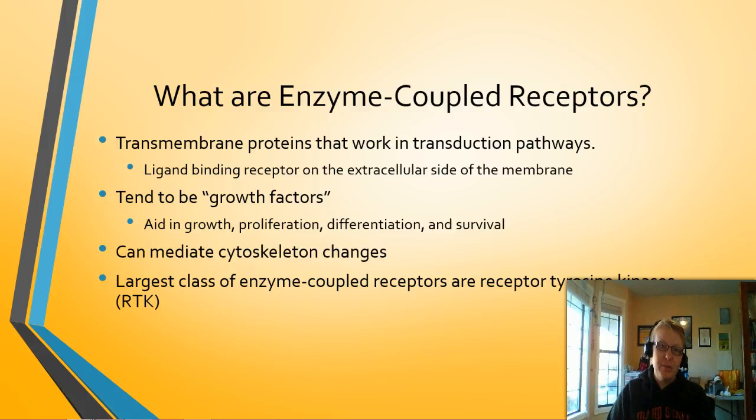Also, these enzyme-coupled receptors tend to be growth factors, so they're ones that are involved in growth, proliferation, differentiation, survival, which means that they're huge targets in cancer pathways because, as you can imagine, if a growth factor gets out of control, what are you going to end up with? A tumor. So it's important that you understand that these enzyme-coupled receptors are big cancer targets and have a huge role in this. They also can mediate our cytoskeleton change, and the biggest class of these are known as receptor tyrosine kinases, or RTKs, and we're going to talk about those here in the next couple slides.